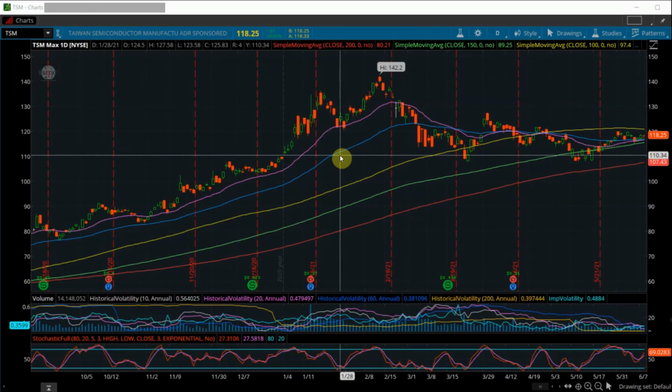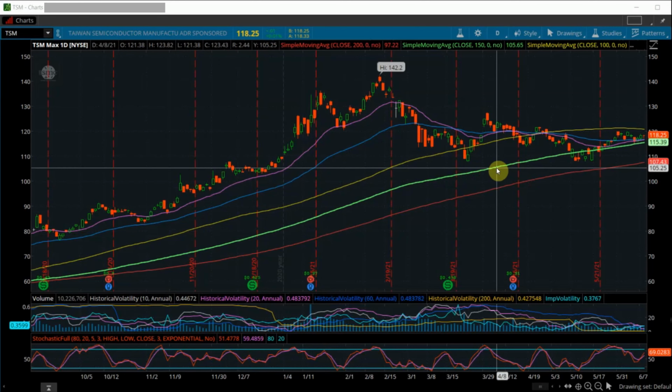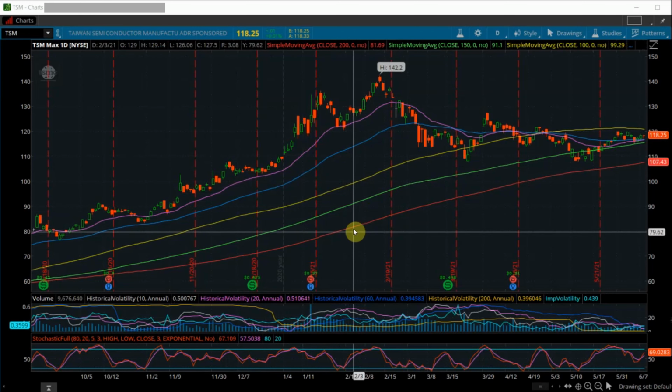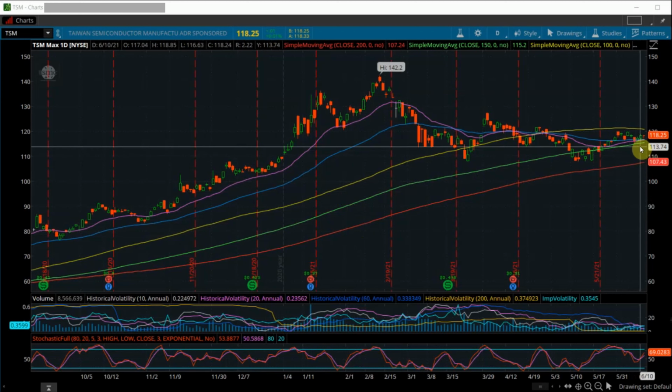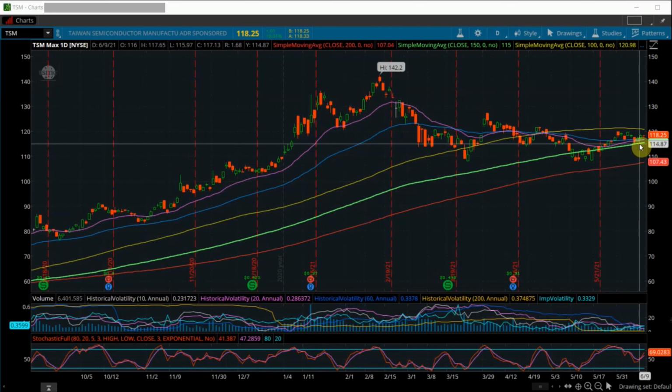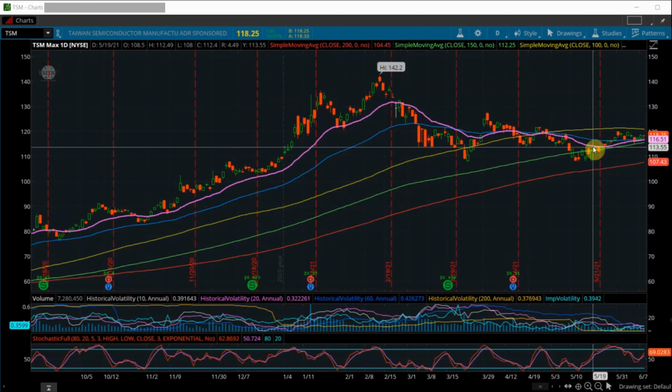So if you look at the charts of TSM, you can see that TSM is actually on a very clear uptrend. Prices are trending upwards, and also you see the different moving averages going up very nicely. And right now prices are finding support at the key support levels. So the green line over here is actually the 150-day moving average, and the blue line over here is the 50-day moving average, and also the pink line over here is the 20-day moving average.